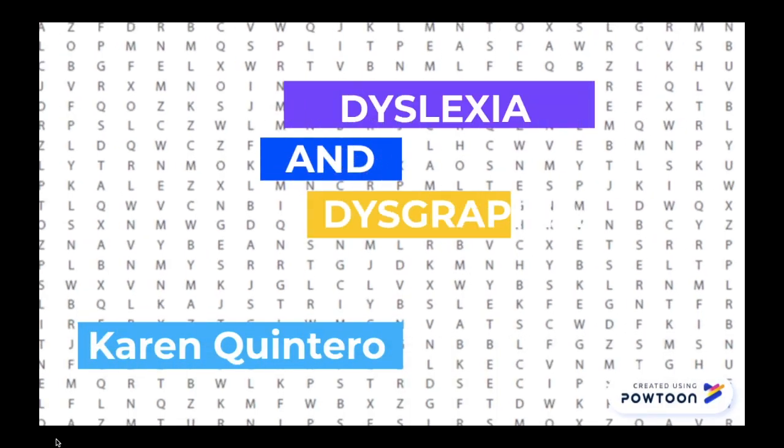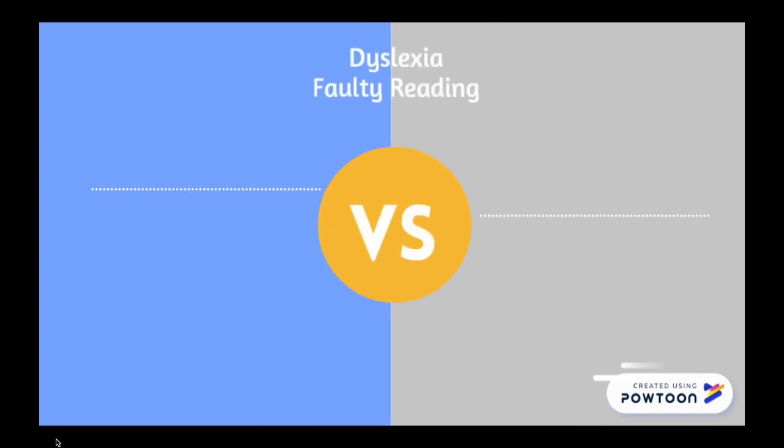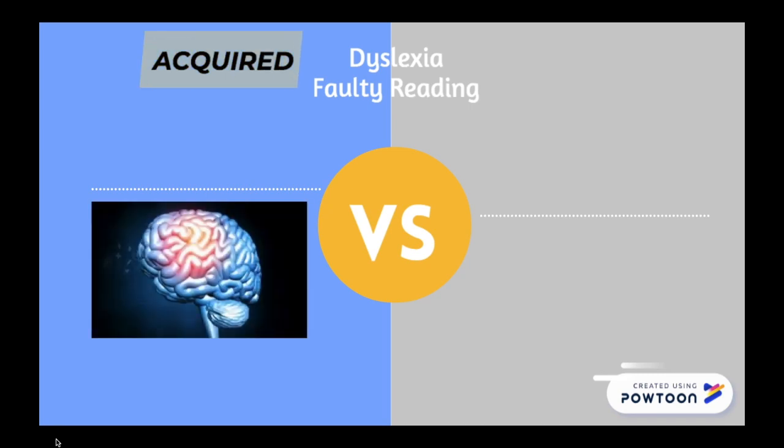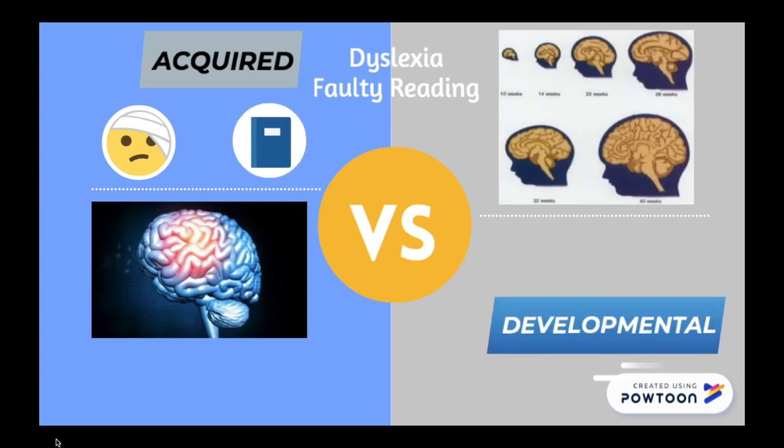In this video, we will be discussing dyslexia and dysgraphia. First, we will focus on dyslexia, which means faulty reading. There are two main subgroups of dyslexia. First, there is acquired dyslexias, which are those that are caused by damage to the brain of people who already know how to read. And then there's developmental dyslexias, which refer to the reading difficulties that become apparent when children are learning how to read.